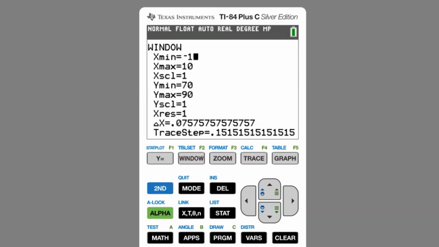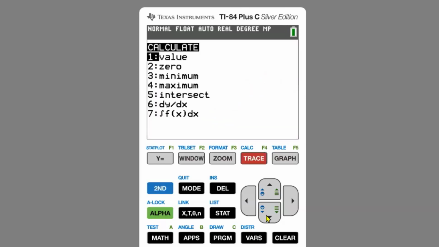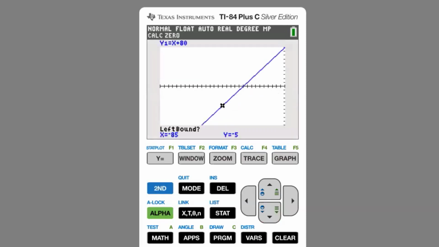So let's try negative 100 to, let's say, negative 70. And we want a Y minimum of, we can do negative 10 to 10. Because again, we want it just to cover 0 for the Y. And now if we graph it, again, we've moved far left, we can actually see the 0. So let's try and calculate the 0. We're going to do the second function, calculate. Instead of intersect, we're going to now do 0.